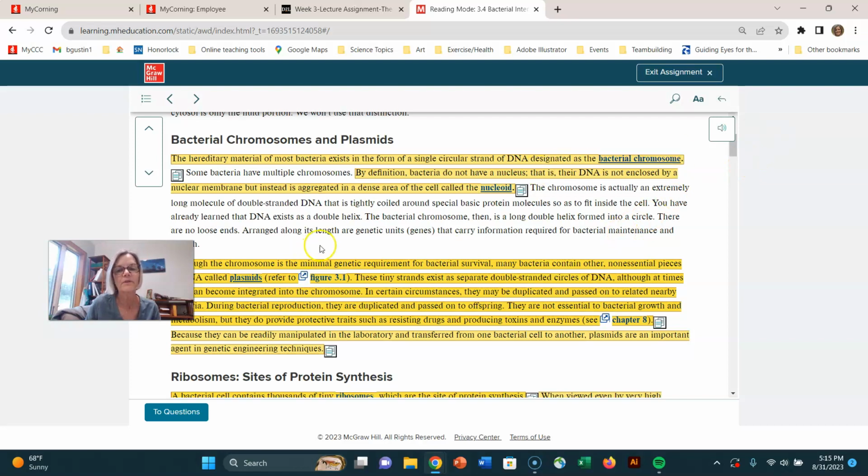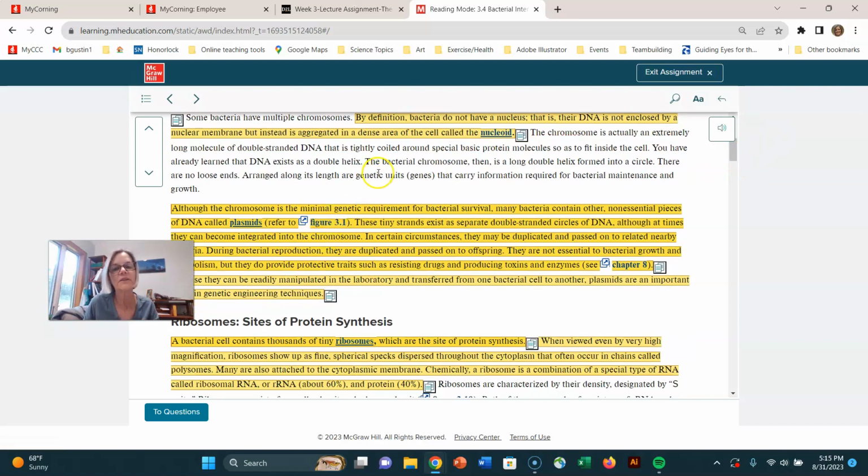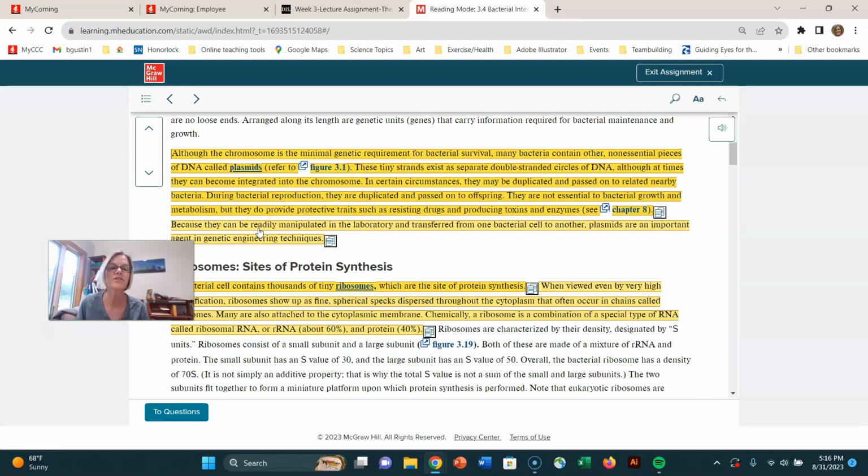Hopefully you remember a little bit about DNA, how it's divided into units called genes, and the genes encode for different proteins to provide different functions for the cell. In many bacterial cells, there are also other little pieces of DNA called plasmids, and you can see that in the diagram in section 3.1. Plasmids are very small pieces of DNA compared to bacterial chromosomes, but again, just like the bacterial chromosomes, they're circular pieces of DNA.